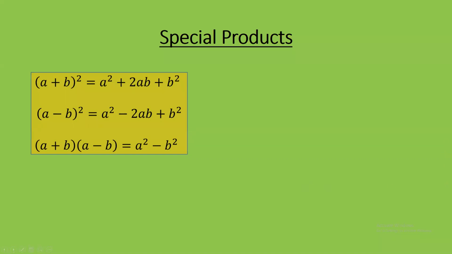We now know how to multiply polynomials, and it's time to talk about what are called special products. Special products are formulas, and on your screen you see 3 of them.